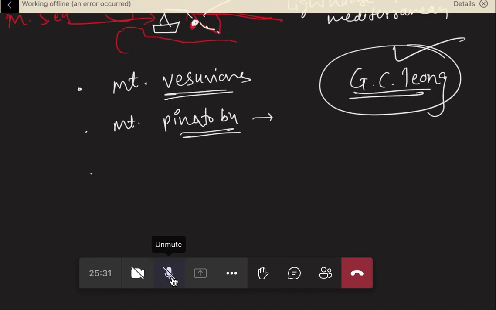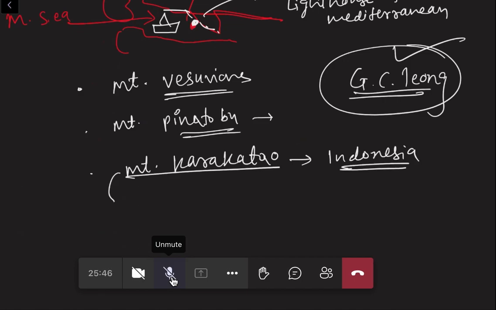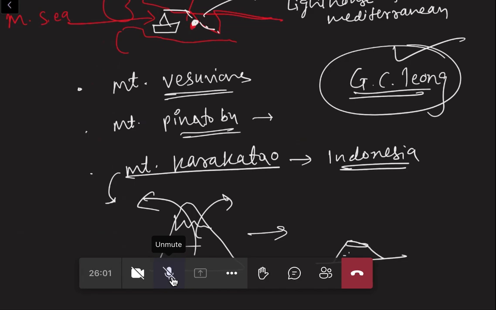Another mountain on our side, in Southeast Asia, is Mount Krakatau. Mount Krakatau is located in Indonesia. Mount Krakatau was also a violent volcano earlier. When it erupted, it consumed itself. And now only a relict mountain remains. Now a small mountain remains.